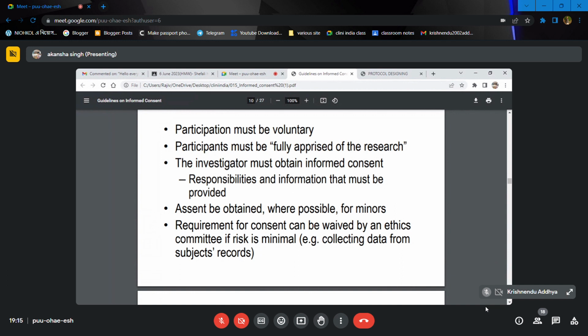Now, the requirement for consent can be waived by an ethics committee if the risk is minimal. So in what conditions can waivers apply, meaning informed consent is not necessary? If the risk is very minimal, you have to provide all the data to the ethics committee, and based on that, they say yes, you can go ahead. Or for collecting data from subject records. Some of you go through the informed consent process, and you take information like age, what disease they have, whether they take some medicine.